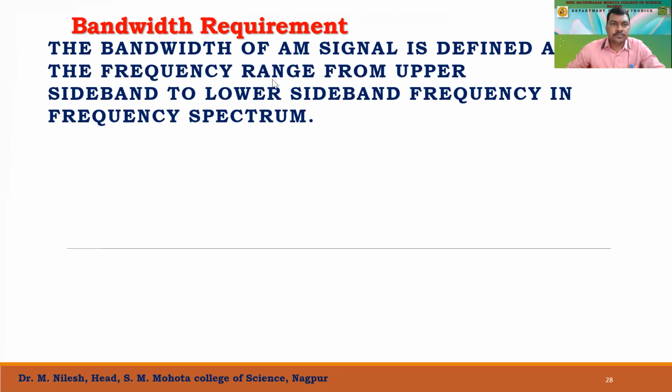So now the second portion that we have is the bandwidth requirement. What is the bandwidth requirement? The bandwidth of an AM signal is defined as the frequency range from the upper sideband to the lower sideband frequency, that is, we call it the frequency spectrum. So the frequency between the lower sideband and the upper sideband, that particular range is called the band. So we'll be subtracting the lower frequency from the higher frequency to get the band in between.